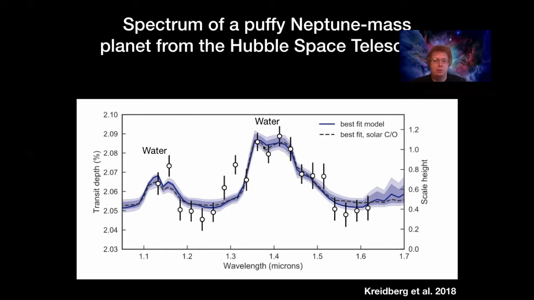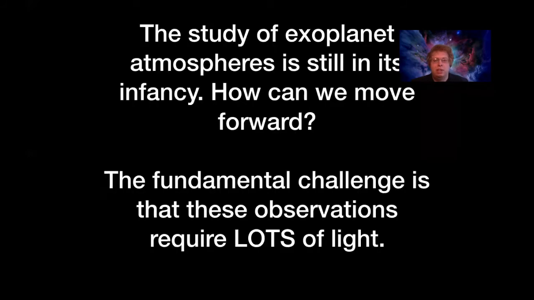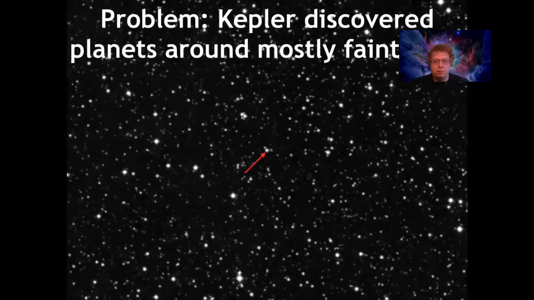It requires us to measure these transits extremely precisely. And to do that, we need lots and lots of data. And in particular, we need lots and lots of light. It turns out that the fundamental limitation is that we just can't collect enough light with our telescopes to make these observations better. So how can we improve?